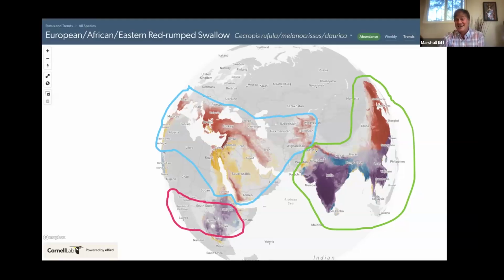But in this case, it's not so simple to just draw these lines and split up the records. You can see some of these lines come in contact. Also, a big portion of the population of European red rump swallow winters down in sub-Saharan Africa. So we end up with these contact zones where we're not really sure. Pakistan and northwestern India is one of those, and then basically all of sub-Saharan Africa also is.